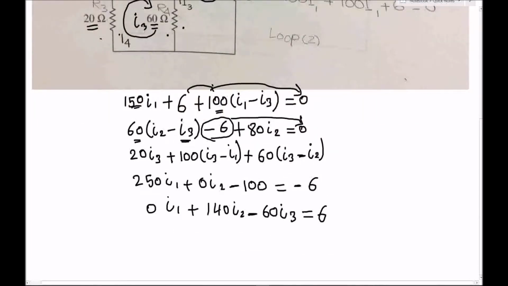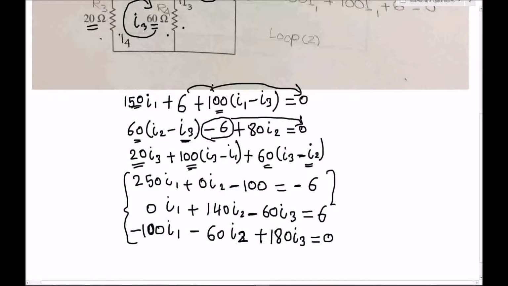طيب third equation. هنا I1 هو كم؟ minus 100 I1 minus I2 كم؟ minus 60 I2 plus هنا 20 100 120 plus 60 180 I3 equals 0. اوكي، هذه 3 equations 3 unknown ممكن نحلهم simultaneously على الحاسبة، او عن طريق كريمرز رول اذا حابين نحلهم باليد.